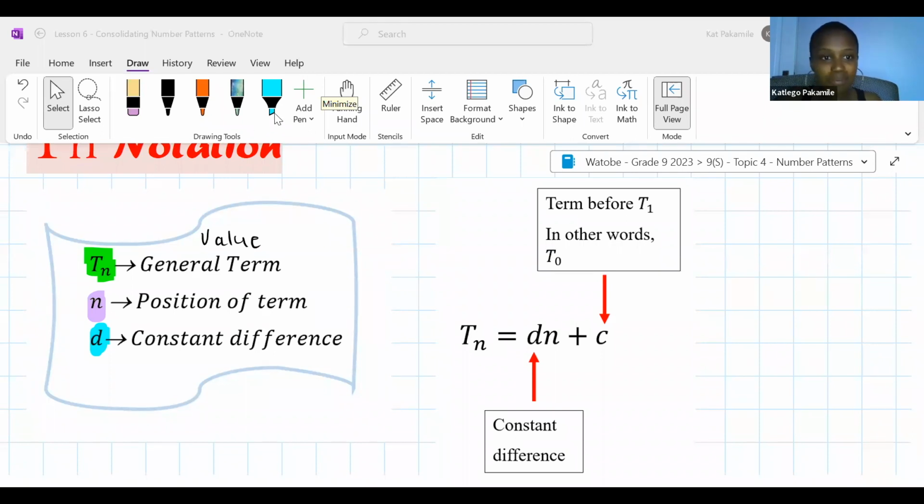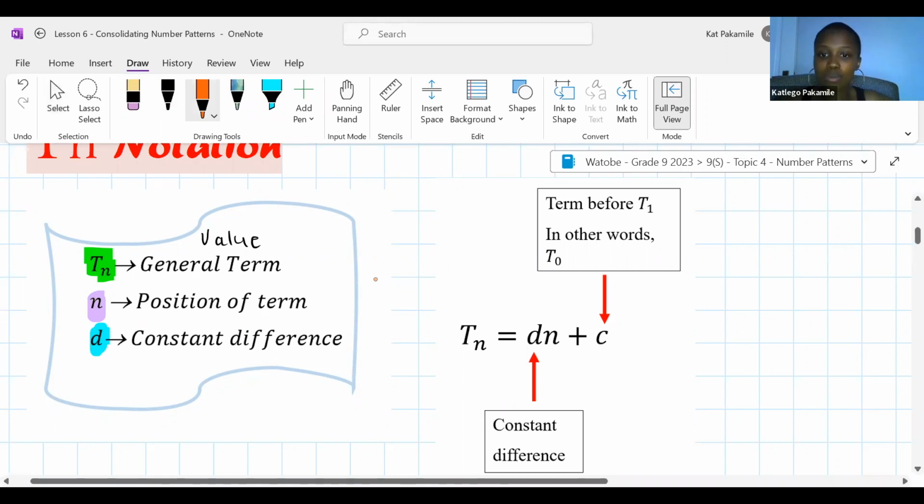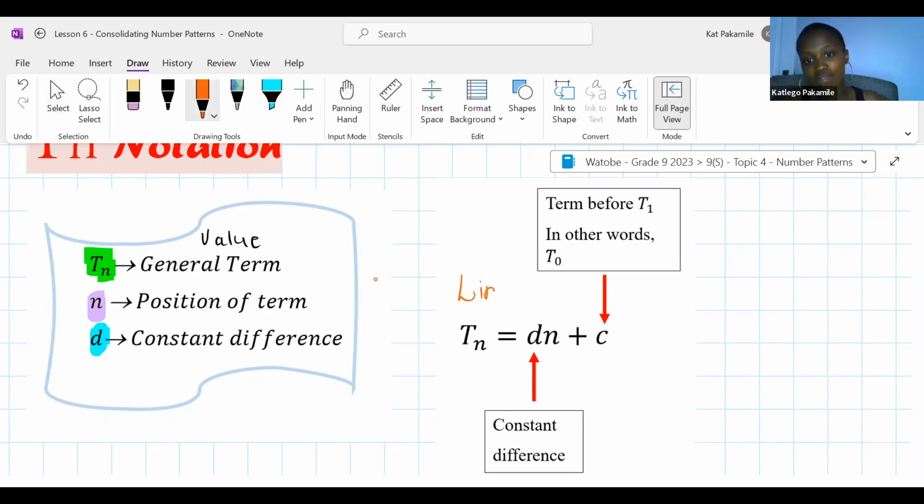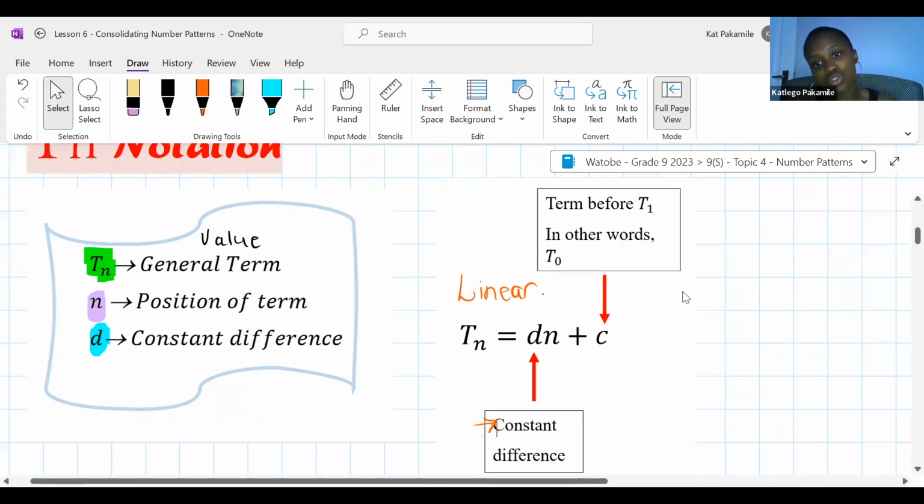But anyway, okay. So on the right-hand side, we have our general formula for linear number patterns. Guys, you cannot use this if it is not linear, okay? Because you have to keep adding or subtracting the same thing. Constant difference, meaning the same thing. Then our C would be term zero, which is the term before the first term. So if you have term one, the one that would come before that would be your T zero. Once you have those two, you just substitute and you'll be able to find your general formula.